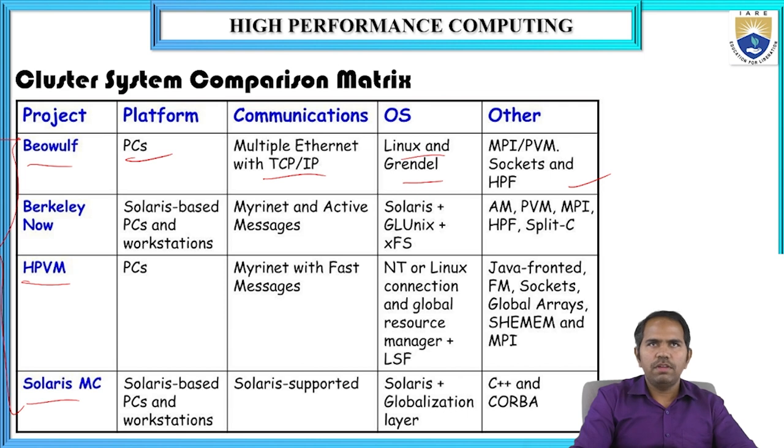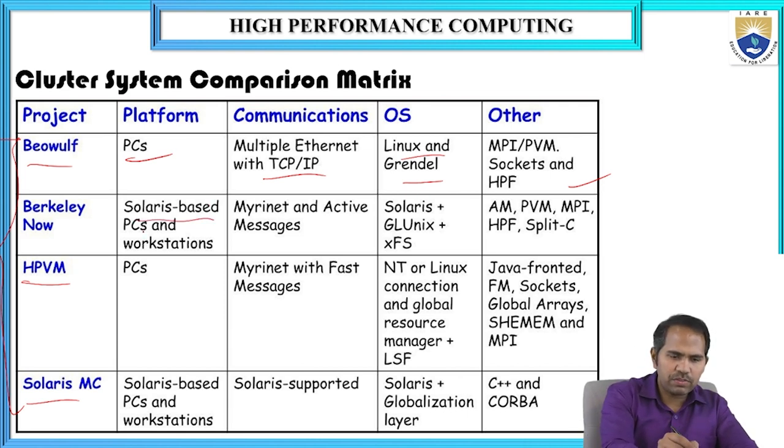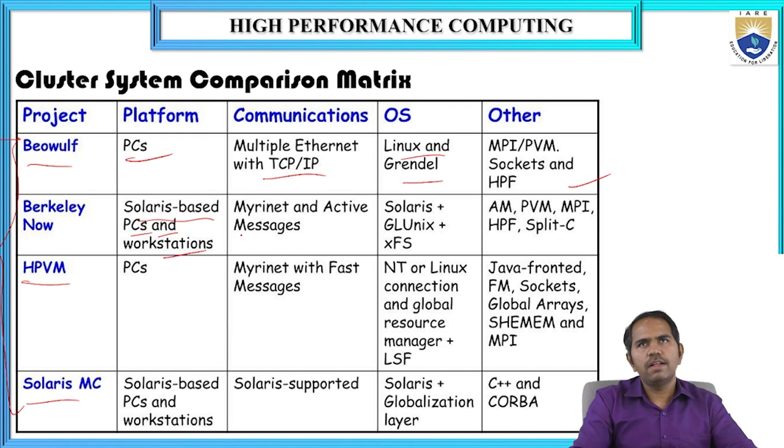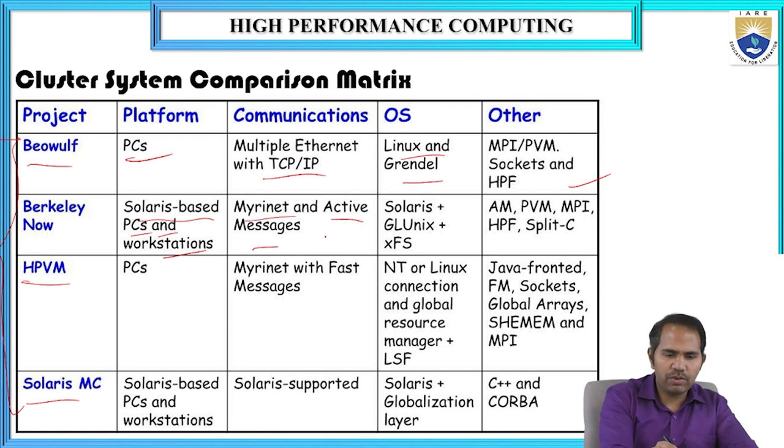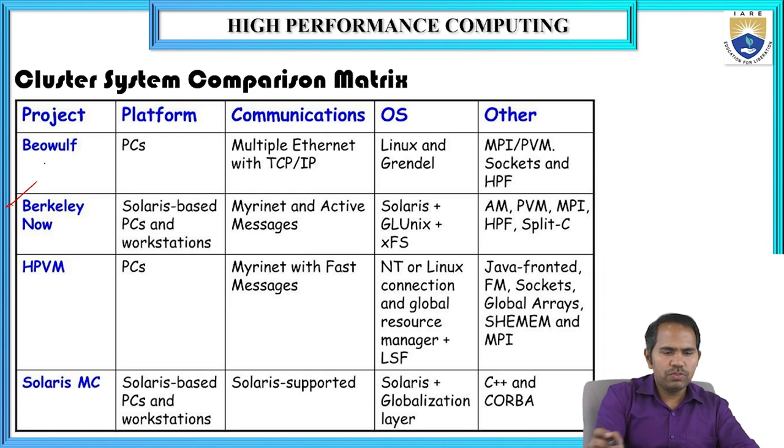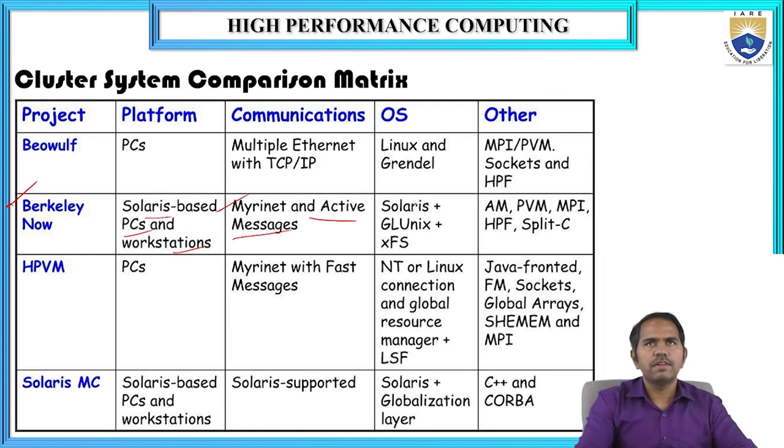And Berkeley NOW uses Solaris-based personal computers and workstations as the platform. For communication it uses Myrinet and Active Messages. The operating systems are Solaris, GLUnix, and xFS. Other things used are Active Messages, parallel virtual machines, message passing interface, HPF, and the Split-C suite. These are the other things used in Berkeley NOW systems.